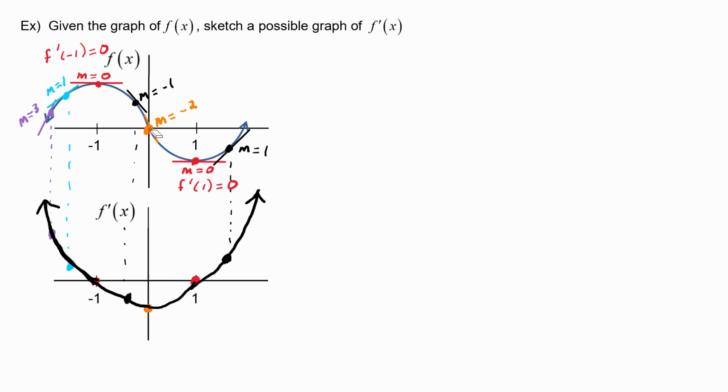It gets the steepest right there, so the y values, small negative, get the most negative here at x equals 0. Then the slopes are still negative, but going up to 0, so negative, but going up to 0. Then the slopes are getting bigger and bigger and bigger, which means the y values get bigger and bigger and bigger on f prime.